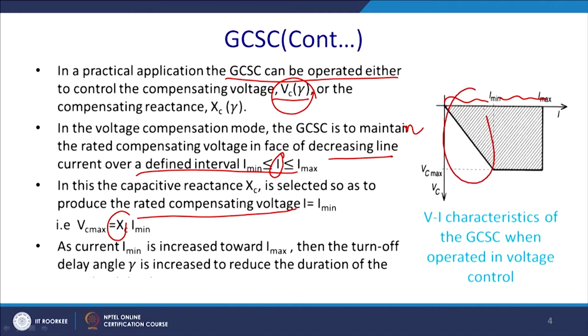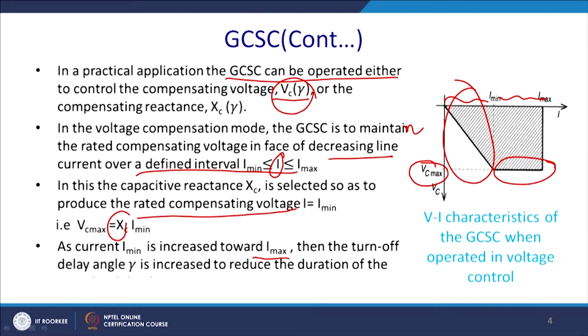You can control in this region, this is a constant impedance mode. You can control in this mode as well. This is something like what you recall in a DC motor, where there is a constant torque region and a constant power region. Here it is operated in constant voltage mode, so the voltage remains constant, and here the slope remains constant and thus the impedance remains constant. As the current I min is increased towards I max, the turn off angle delay lambda is decreased to reduce the duration of conduction.